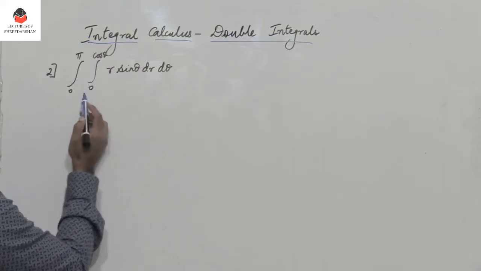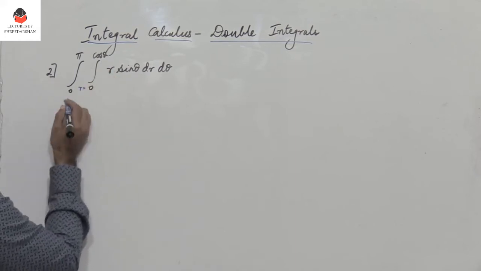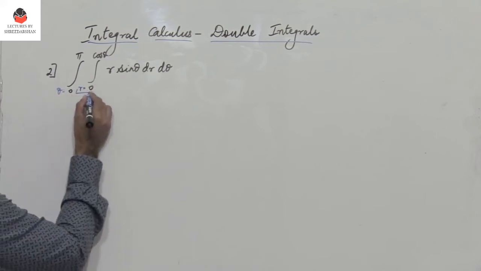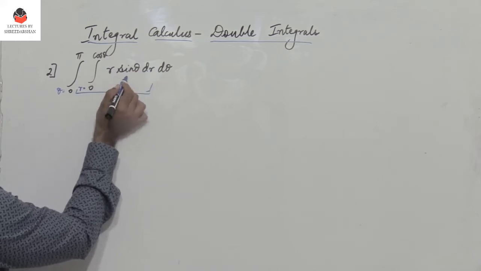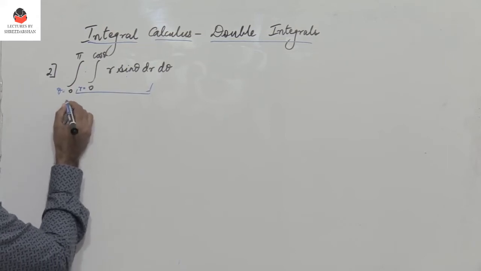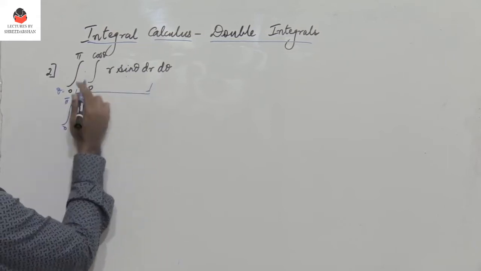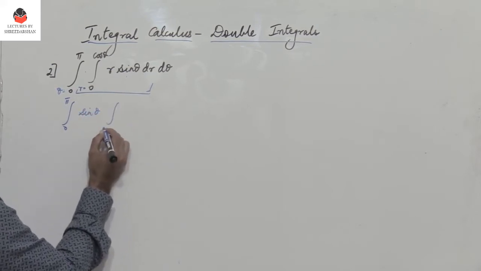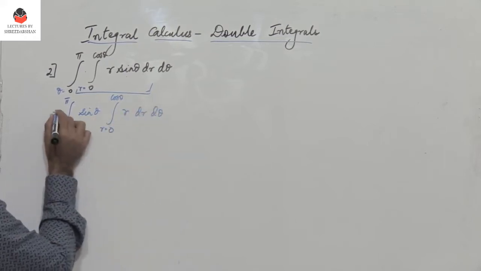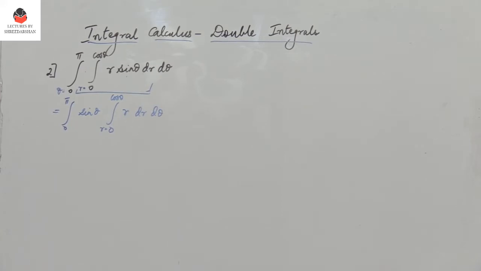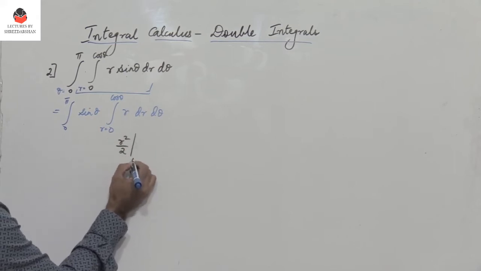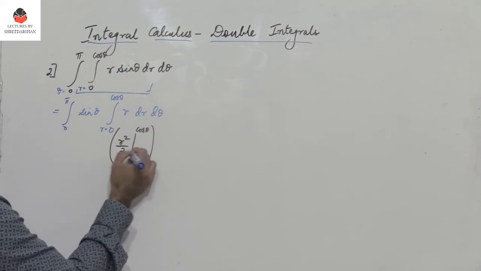Problem 2. Double integral r sine theta dr d theta, where r is varying from 0 to cos theta, and of course theta varying from 0 to pi. So since we are first integrating with respect to r, sine theta can be taken outside because it can be considered as a constant. So I have 0 to pi, and then you have, I take sine theta outside, and then you have integral r varying from 0 to cos theta, r dr d theta. So integral r with respect to dr is r square by 2.